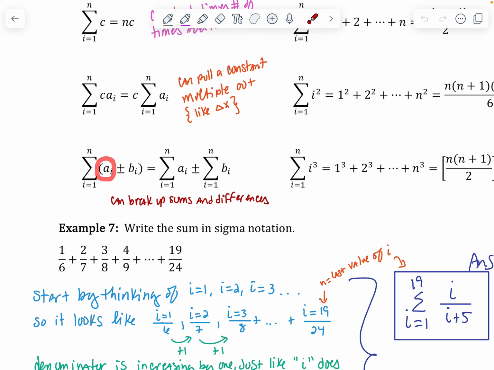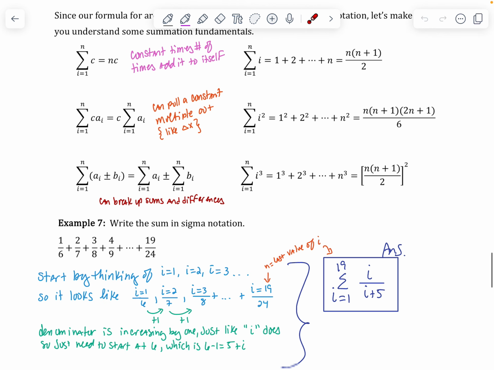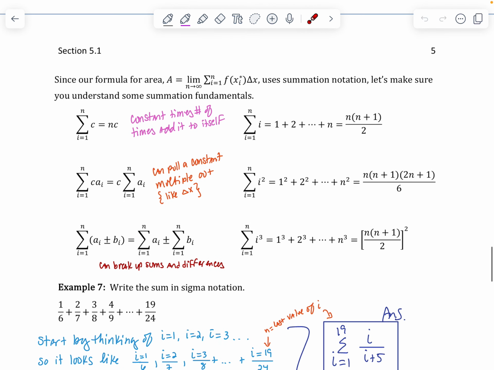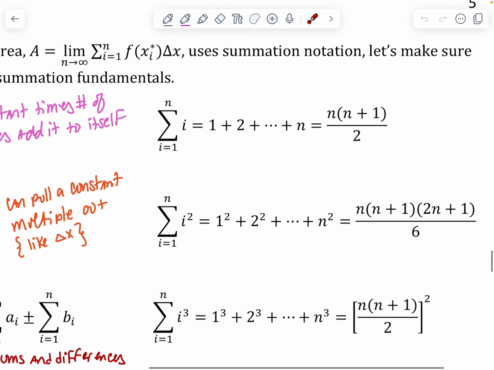Next, in terms of summation notation, if you have something you're doing to a variable and you're adding or subtracting that to something else that's happening to the variable, you could break it up into the summation of the first term, keeping whatever the sign was, the summation of the second term. So we're just going to break up sums and differences, kind of the way we did with derivatives and limits.